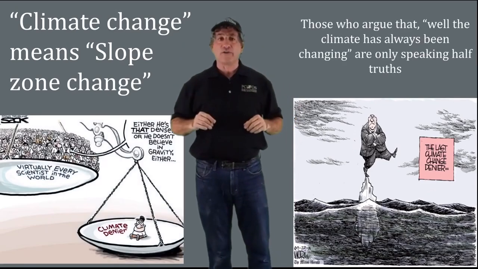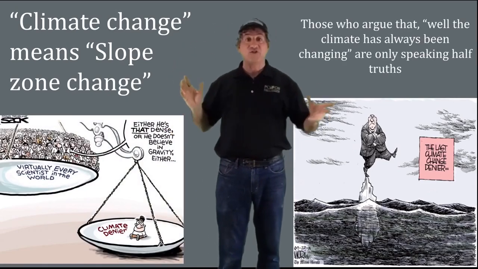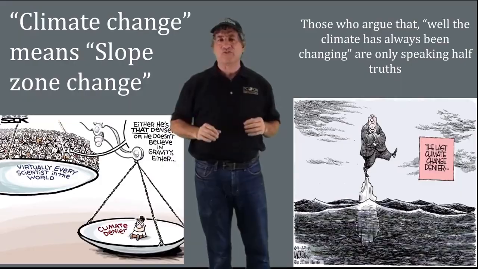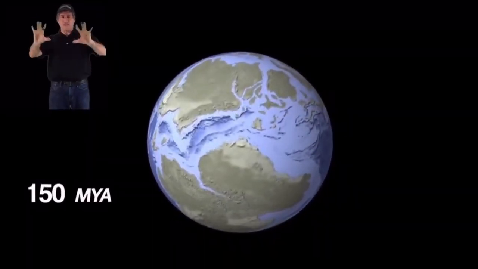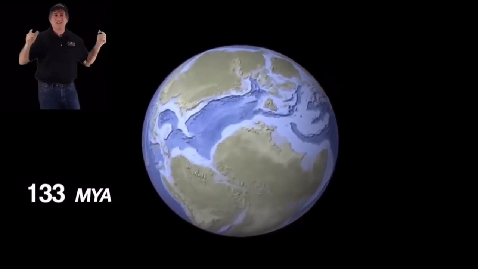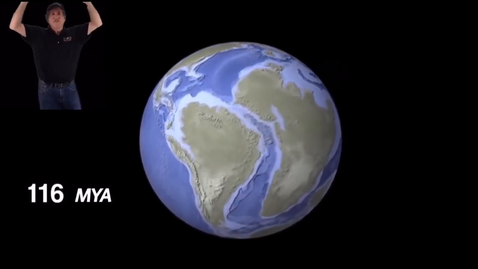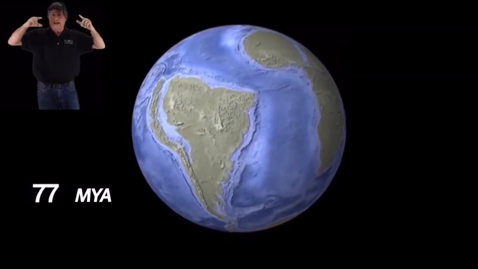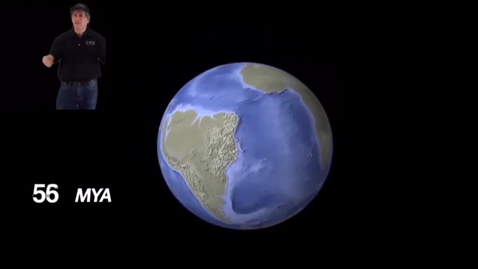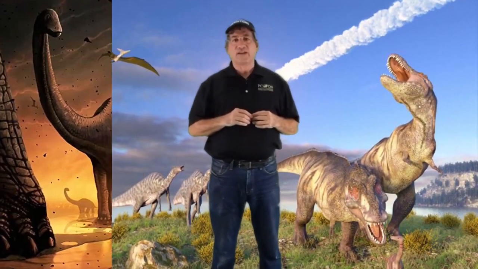And those who argue that, well, the climate has always been changing, are only speaking in half-truths. See, there were times when the continents were distributed differently than they are today. Times when today's young mountains, like the Himalayas and Sierra Nevadas and the Swiss Alps, today's tallest mountains, not yet eroded down, were nowhere to be seen. And this was only about 50 million years ago, around the time that elephants and whales first began to appear on Earth. Remember that the dinosaurs went extinct some 65 million years ago.